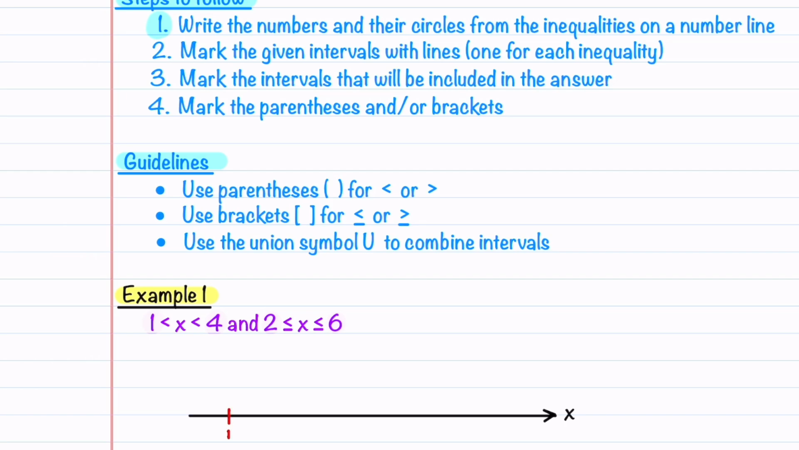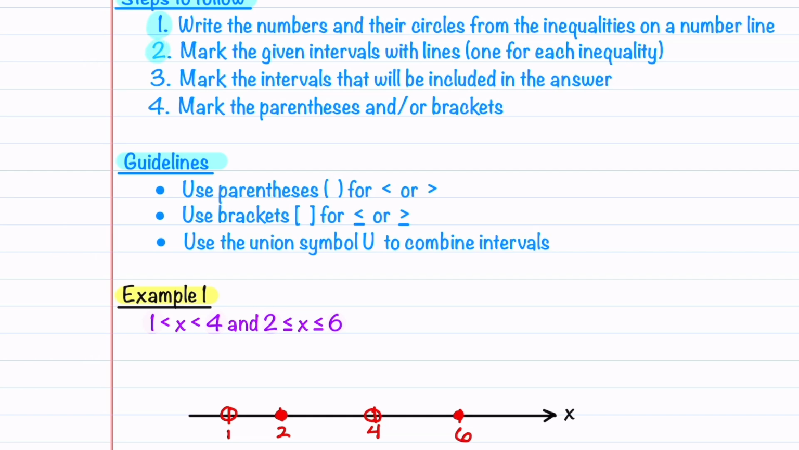We have 1, 2, 4, and 6. We'll use open circles to indicate that 1 and 4 are not included, and we'll use closed circles at 2 and at 6 to indicate that these numbers are included.